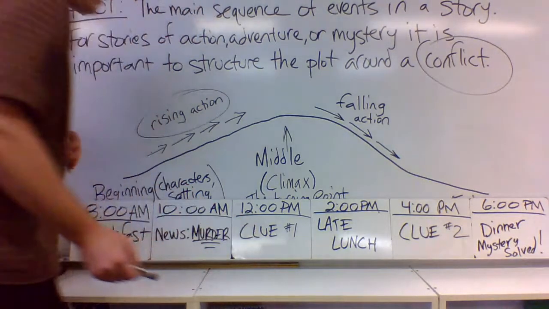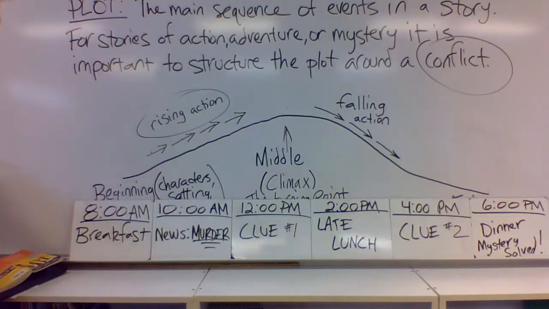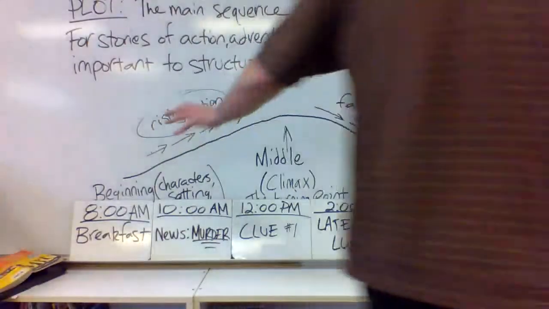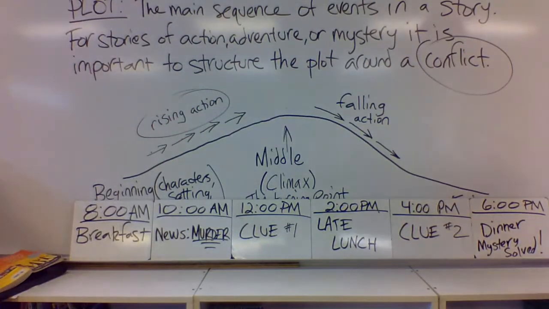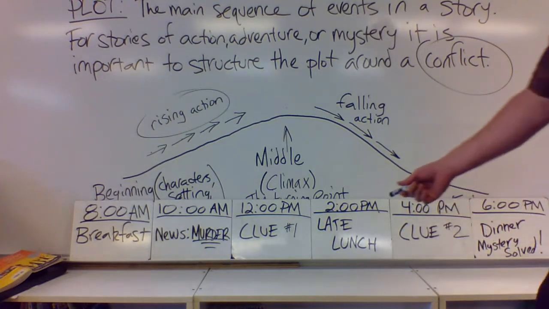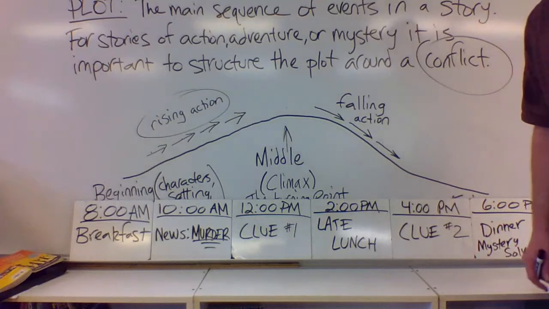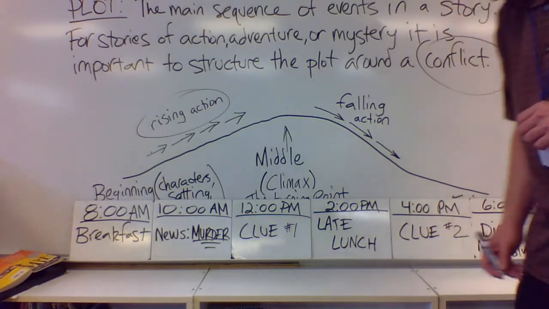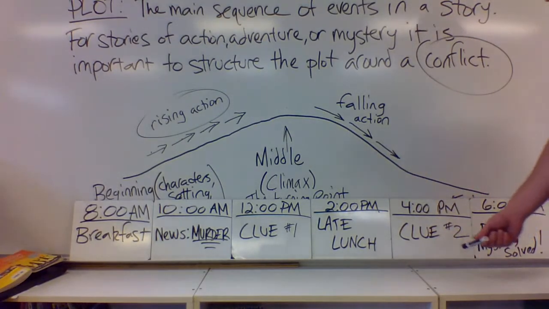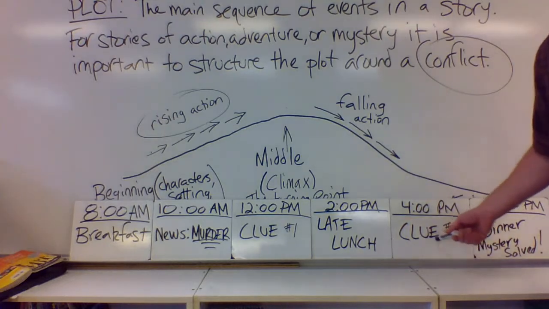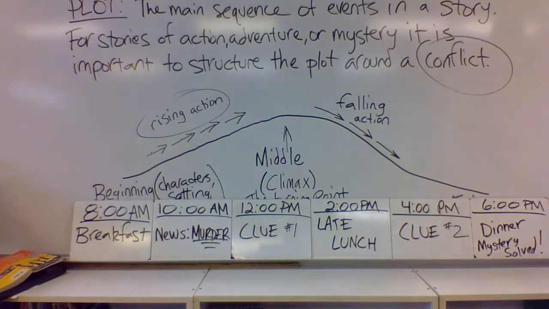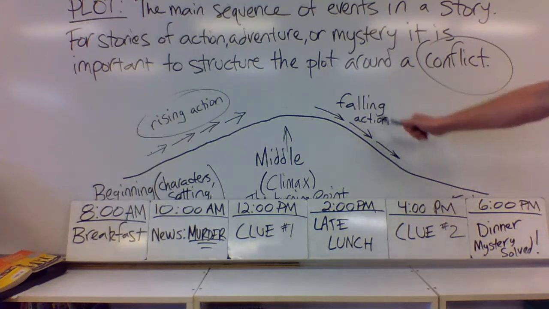Let's say at 12 p.m., you get your first clue to solve this murder, okay? We're not going to talk about the clue. We're not going to talk about who got murdered. I'm just trying to show you a linear sequence. 2 o'clock, we're going to have a late lunch, okay? Late lunch, grilled cheese sandwich and tomato soup. All right, 4 o'clock, we've got clue number 2 here, okay? You get a second clue, and that's going to be an important clue to figure it out. Now, we do have falling action here.